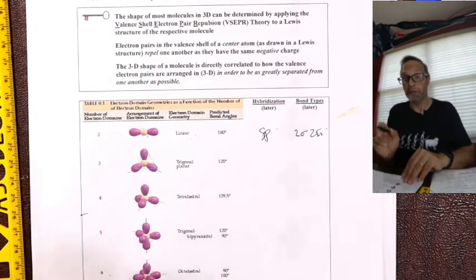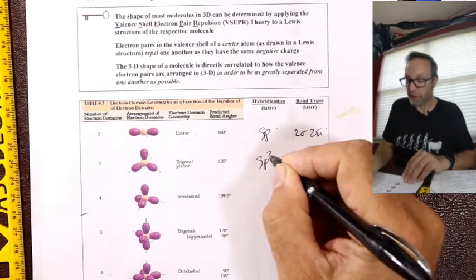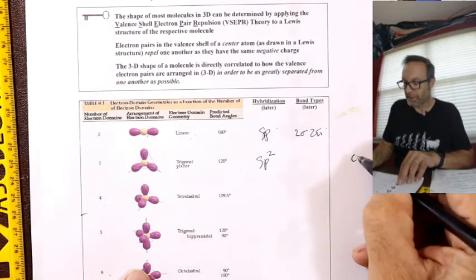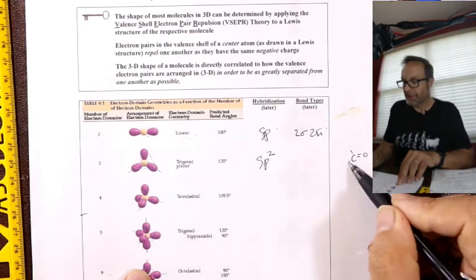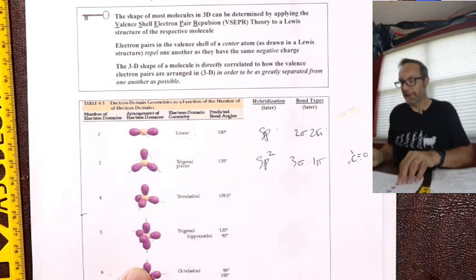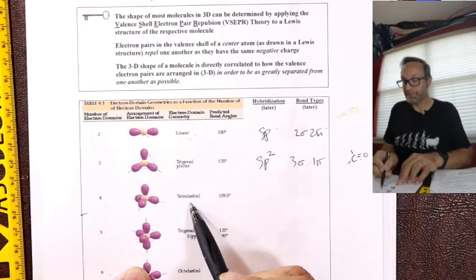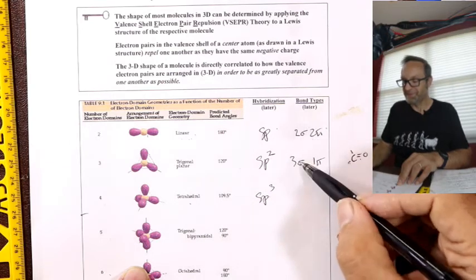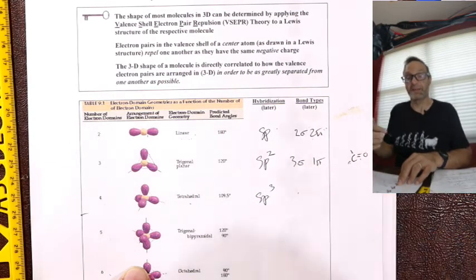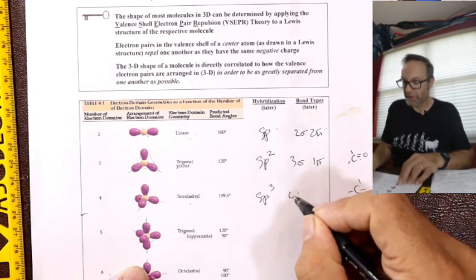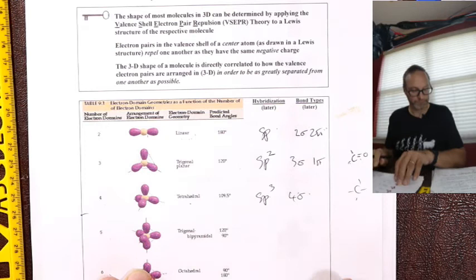Trigonal planar, three clumps, sp2. So if I think about three clumps, something like that, stick, stick, stick, so three sigma, one pi. Tetrahedral, sp3. If you notice, the number of pi's is decreasing and the number of sigmas is increasing because I'm getting fewer multiple bonds. So that might be methane, so that's four sigma.